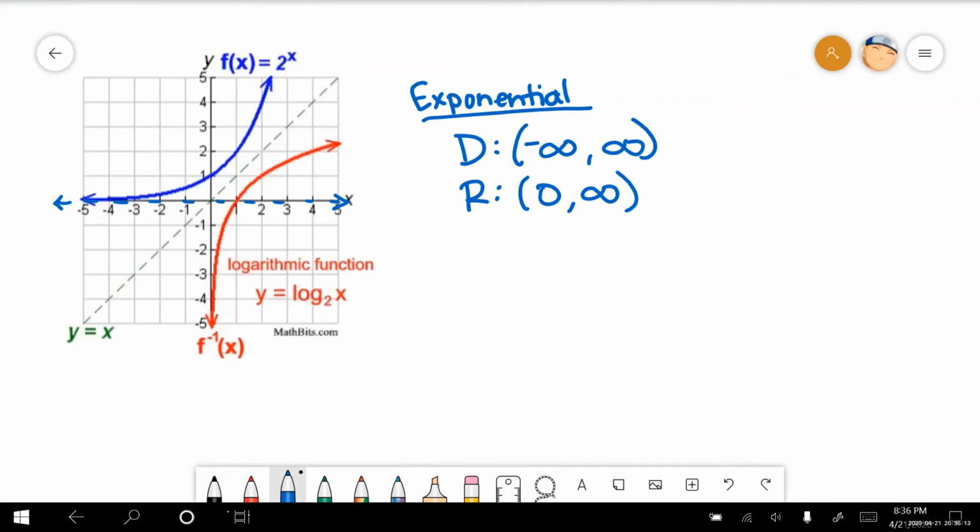Now, given that the logarithmic function is the inverse of the exponential function, we should just be able to swap my domain and range. But, just to go over it step by step and make sure that everybody is seeing where these are actually coming from and not just blindly accepting rules, let's go over domain and range individually so we can prove that the domain and range are in fact swapped. So let's look at the red function now, the logarithmic.